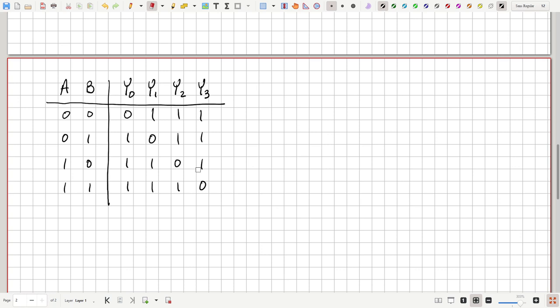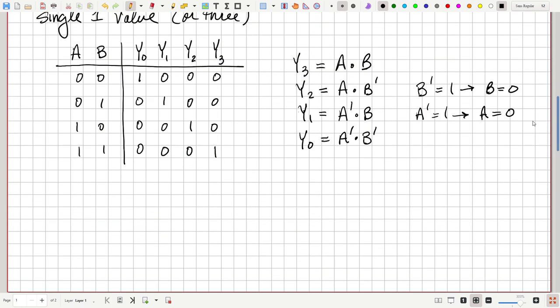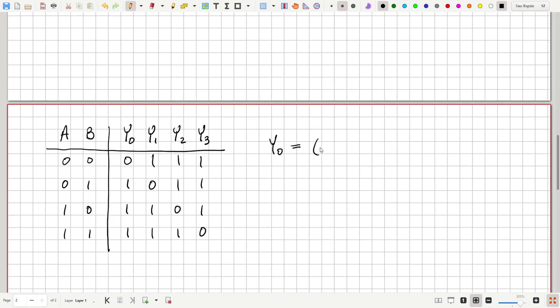Now, what would these expressions be? Well, for example, if we look at this, the y zero in this case would just be the inversion of the y zero in this case. And so that y zero was not A and not B. So this would be not A and not B, and that whole thing inverted.